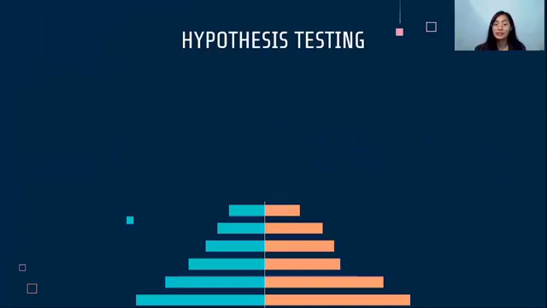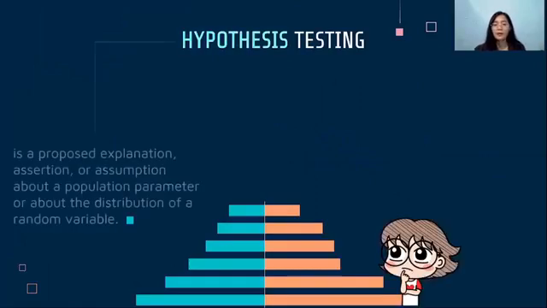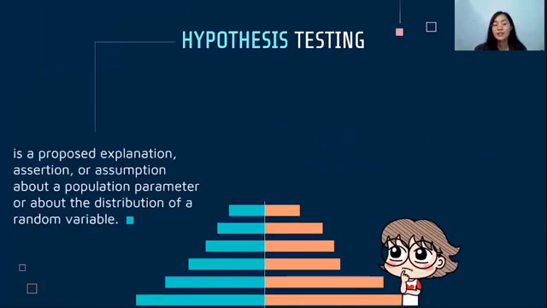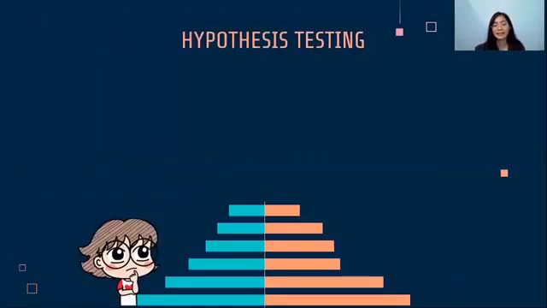So let me define first this hypothesis. Hypothesis is a proposed explanation, assertion, or assumption about a population parameter or about the distribution of a random variable. With a hypothesis that we have, we need to decide whether it's true or false and take an action if we're going to accept it or not. And to do that, we have to go through hypothesis testing.